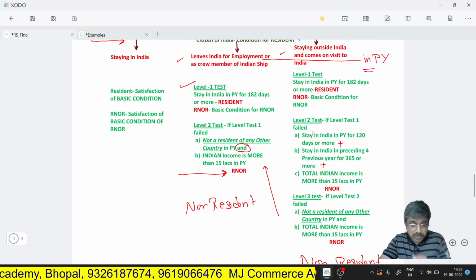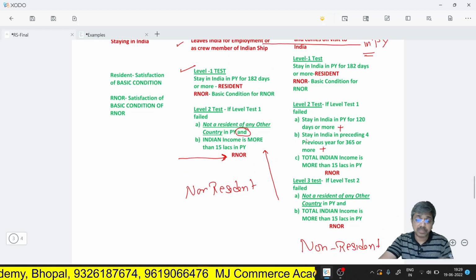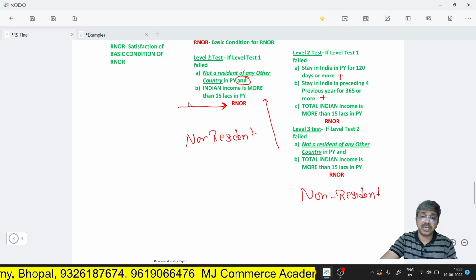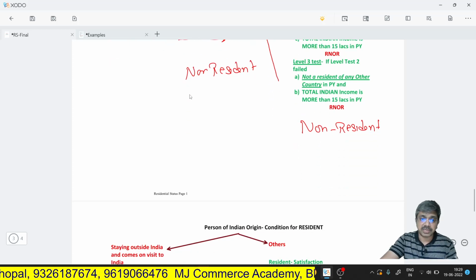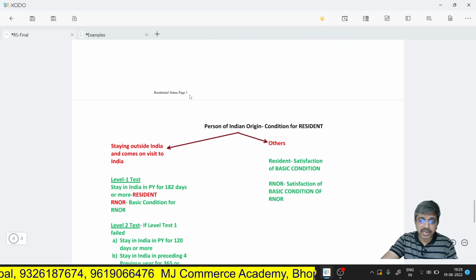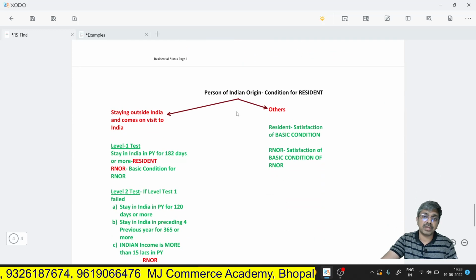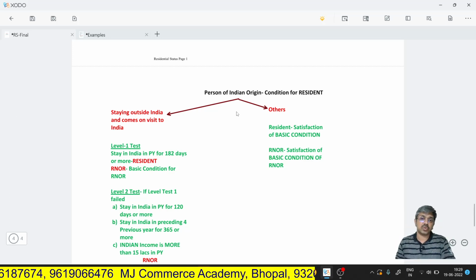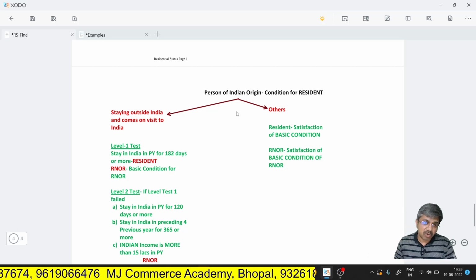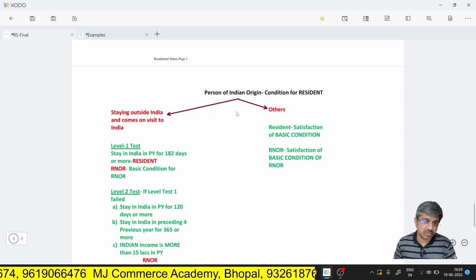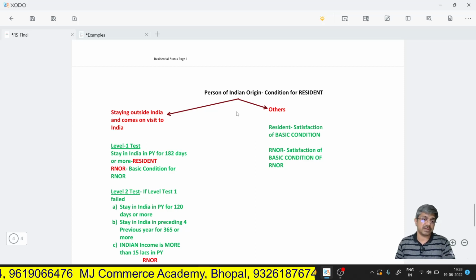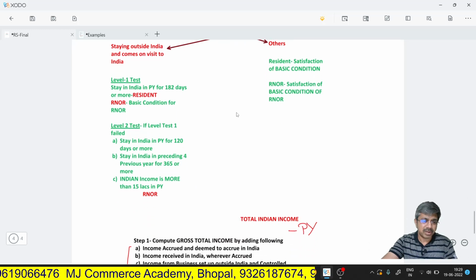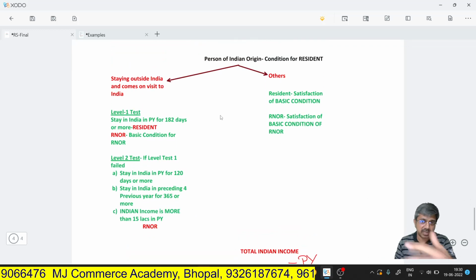मैंने थोड़ा सा steps बना दिए. If you go by steps, it will help you in understanding the concept of this residential status. Now comes to third category, person of Indian origin. Person of Indian origin, again they divide into two categories, staying outside India and comes on visit to India, and other category. Here also simple replication of what we studied above.